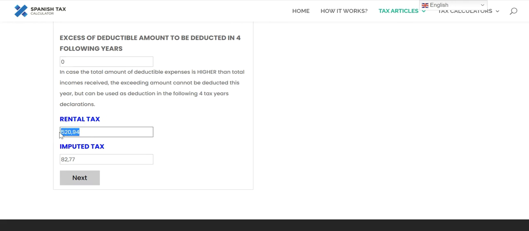This is the rental tax that you will pay for income tax for the rent, and this is the imputed tax that you will pay, the famous 2% of the cadastral value multiplied by 19%, for the time that the property has not been rented.